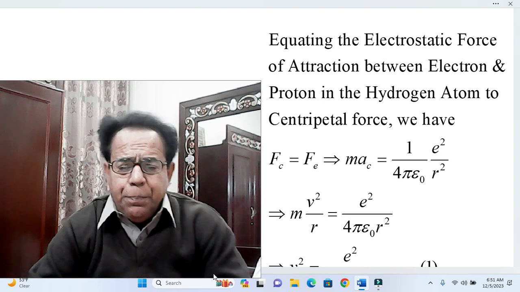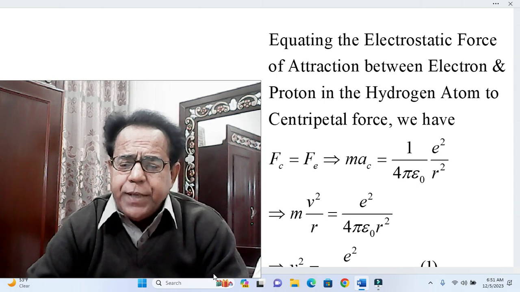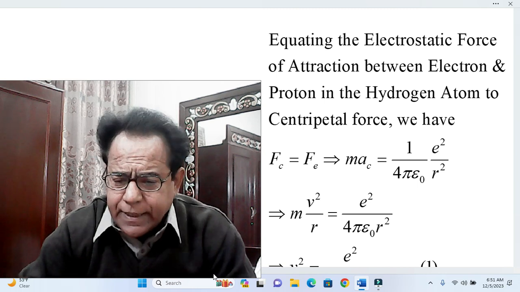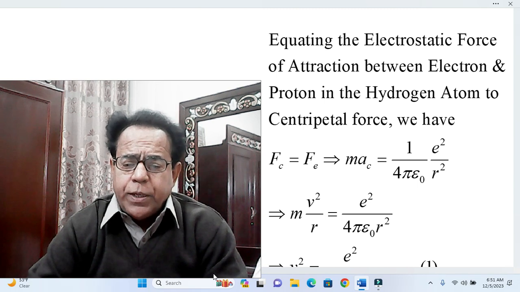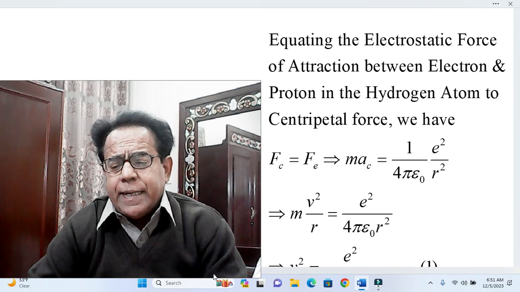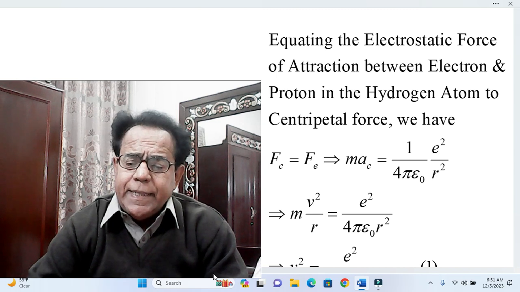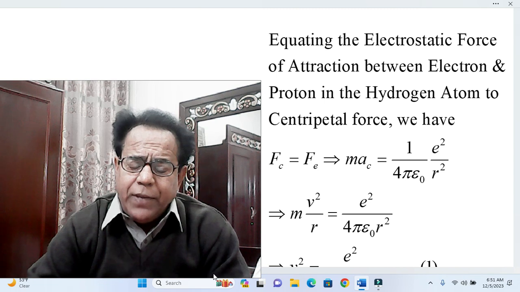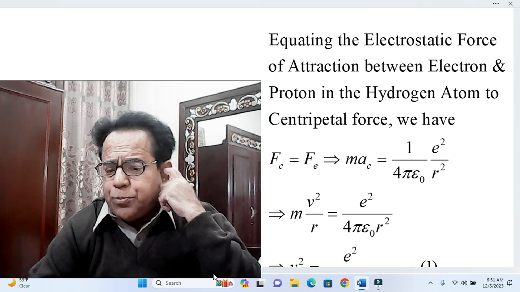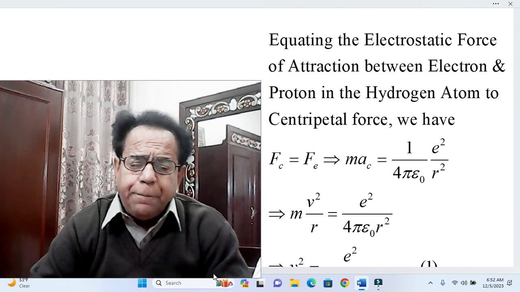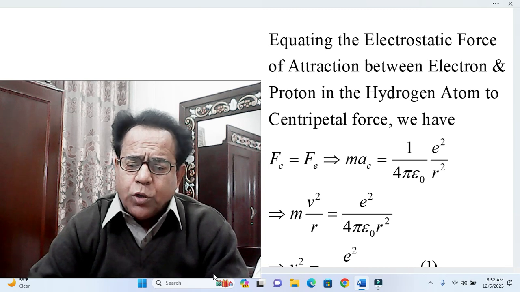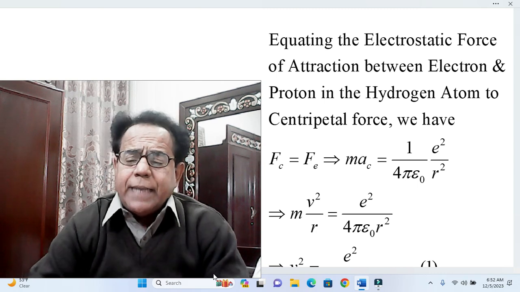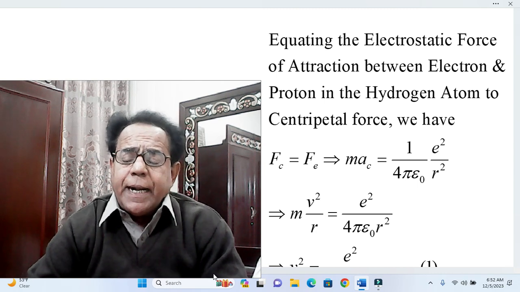This implies that in place of Fc we will use m a_c, because according to Newton's second law of motion, F is equal to m a. Here, because the force is centripetal, with a, c will be written as a subscript. In the same way as c is written as a subscript of capital F to denote centripetal force, similarly small e is written as a subscript of capital F to denote electrostatic force. Similarly, c is written as a subscript of a to denote centripetal acceleration.